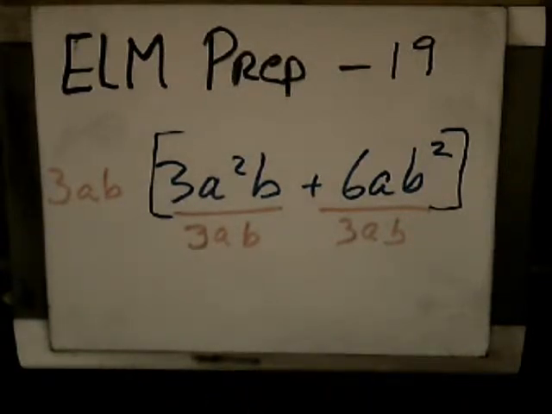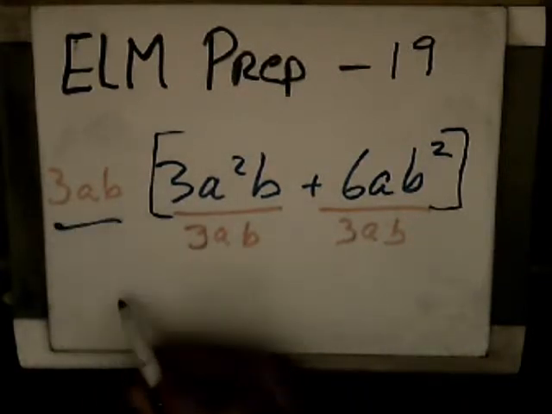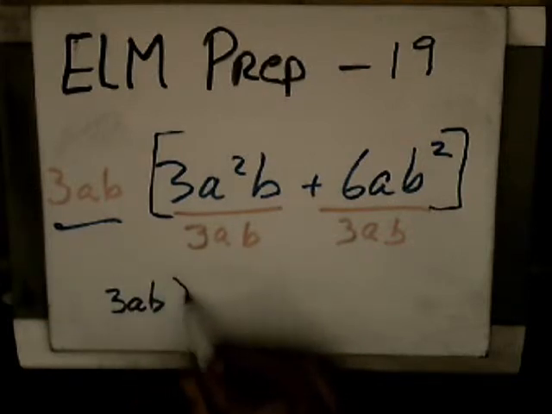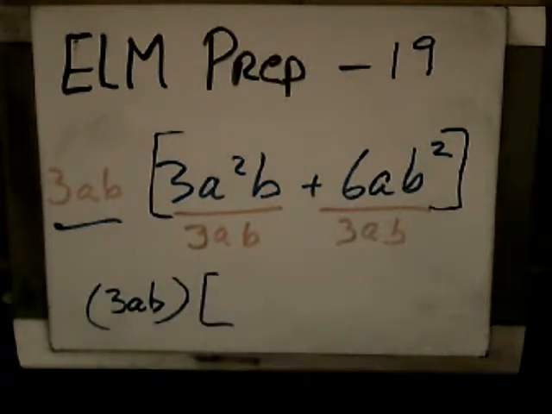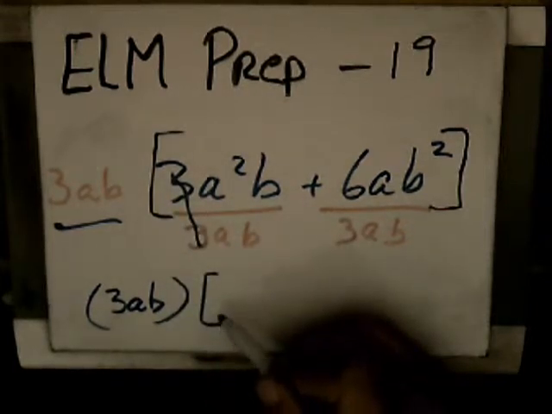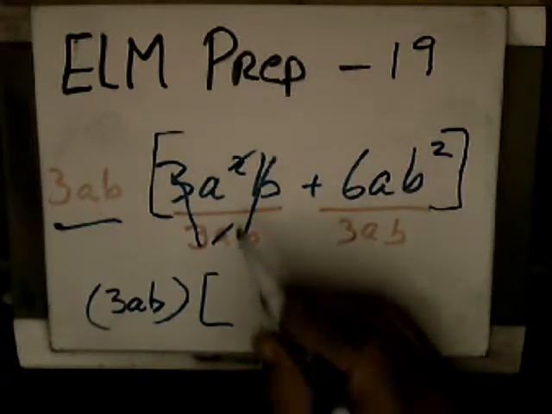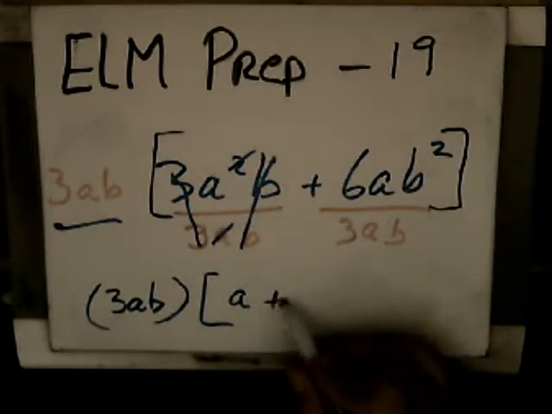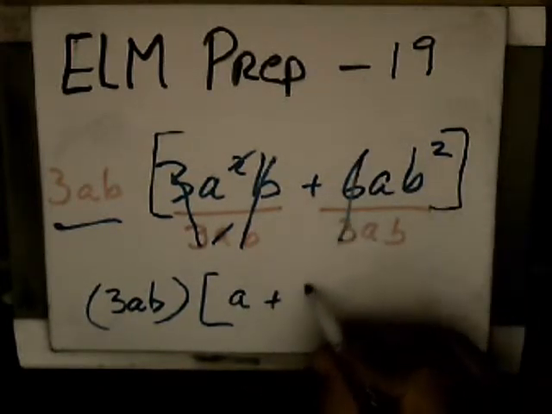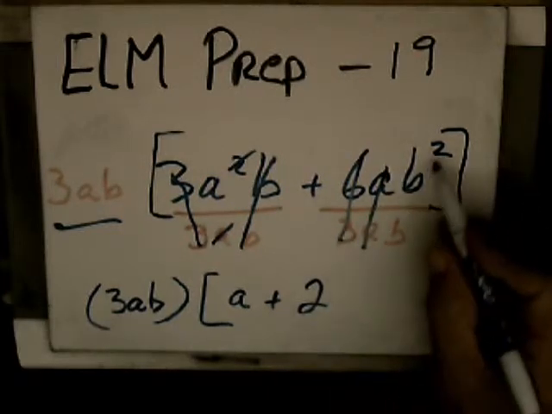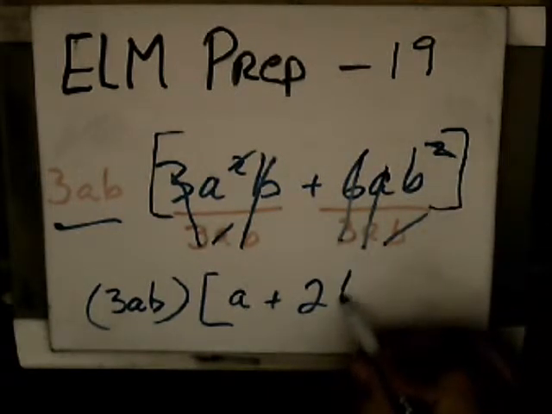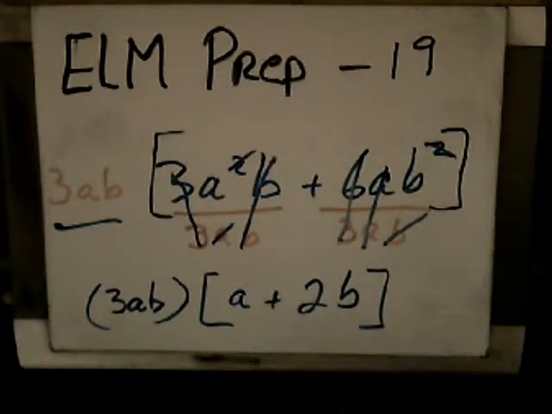All right, so my outside is this here, 3ab, that's my common, times whatever's left inside. 3 divided by 3 is 1. This a takes one of those away. This b takes that one away. And I'm left with a plus 6 divided by 3 is 2. The a's canceled out. I'm left with 1b on top. So that is what's left inside. So my common factor was 3ab, and the remainder was a plus 2b.